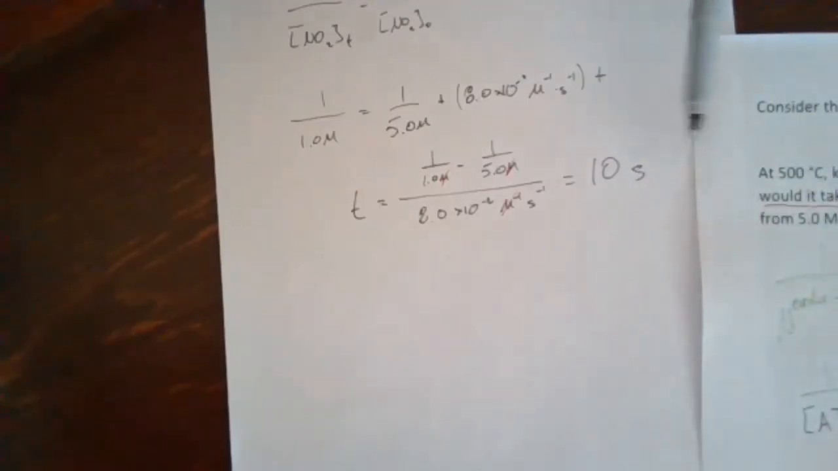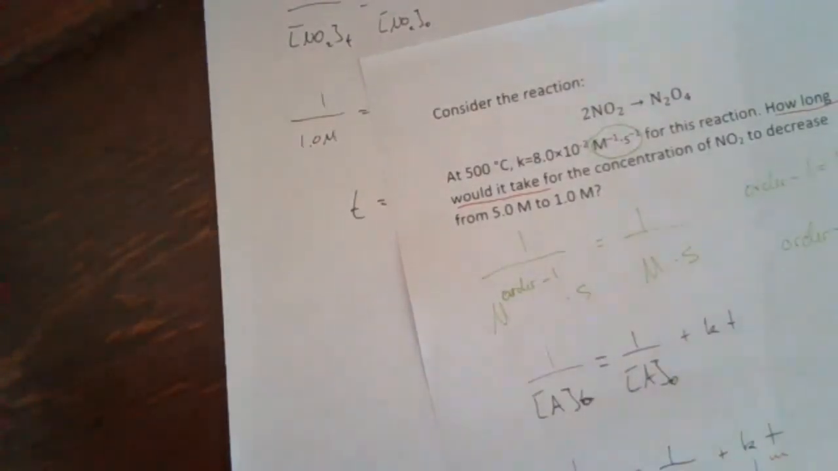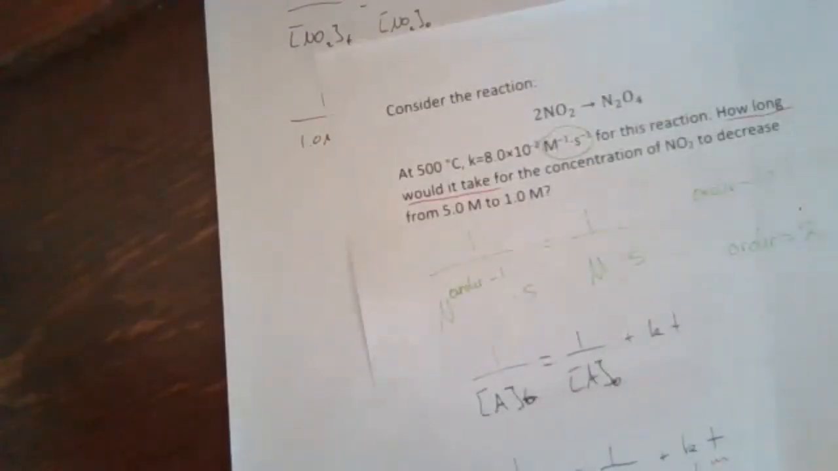And so we can start to make some predictions. This reaction is going to go pretty fast. If you have NO2, it's not going to be around for very long. If you have a sample that you think is NO2, it will very quickly react to become N2O4, which is an important consideration.